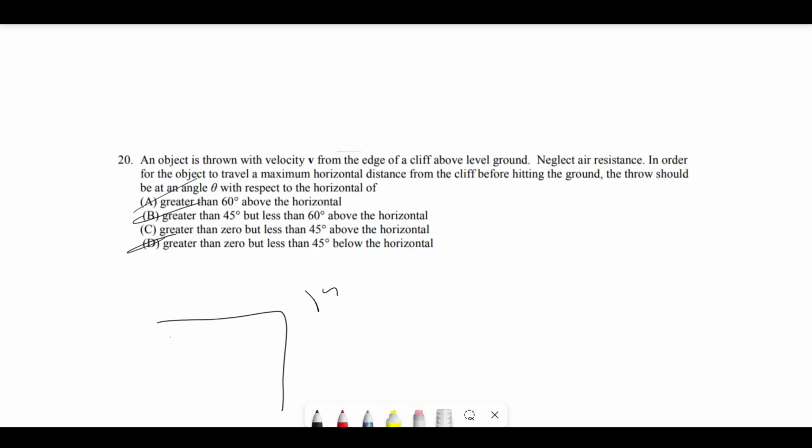It says right here, in order for the object to travel a maximum horizontal distance from the cliff before hitting the ground, the throw should be at an angle of, and our best option would be choice C, because it's going to be greater than 0. Any angle greater than 0, even 1 degree, is still going to travel some distance, maybe not very far. So between 0 and 45 is our answer.